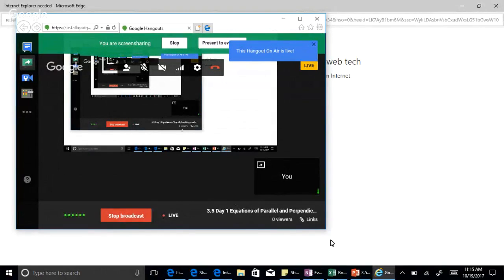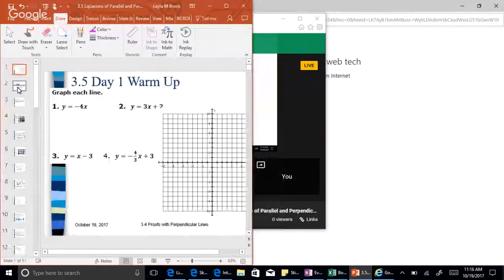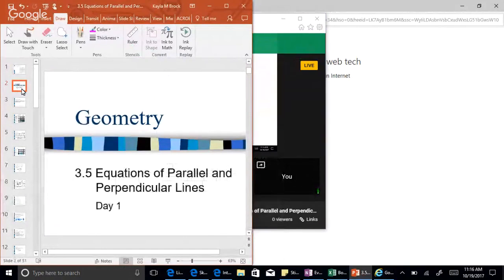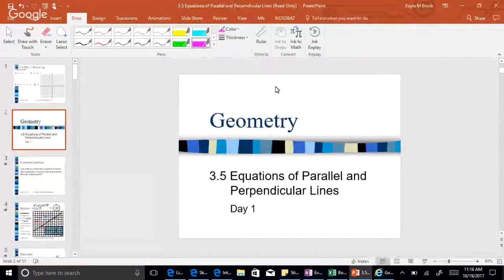Okay, today what we're going to do is look at 3.5. Let's go back to the beginning. Equations of parallel and perpendicular lines, day 1. So let's go ahead and make this full screen.